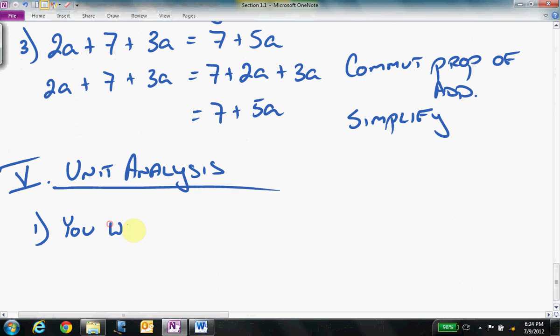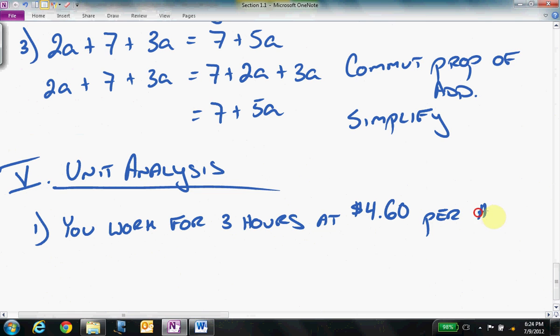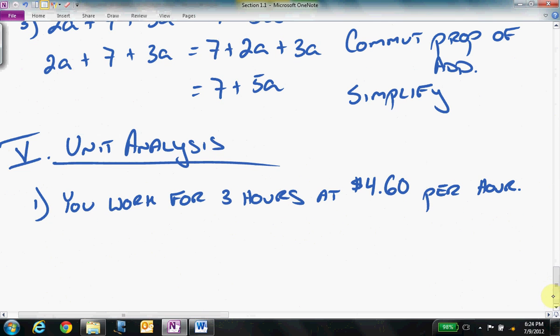So the first problem is a working problem. So let's say you work 3 hours, so you work for 3 hours at the rate of $4.60 per hour. You're really not getting paid that much. But maybe you're doing your friend a favor or something. So you're only charging her or him $4.60 an hour. And you work 3 hours. So the big question is, how much do you earn?